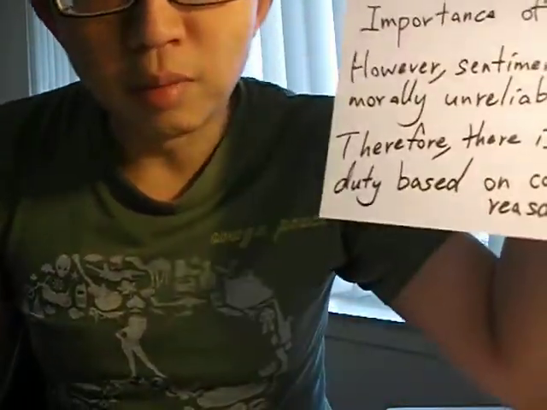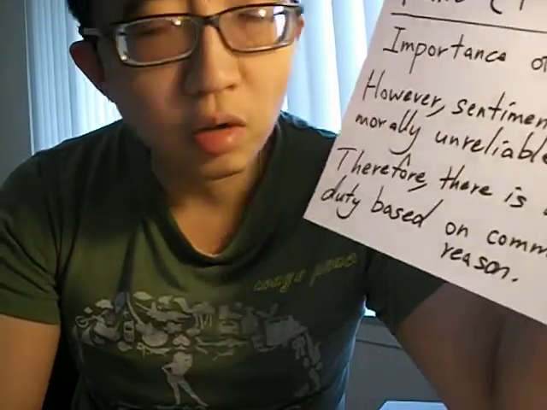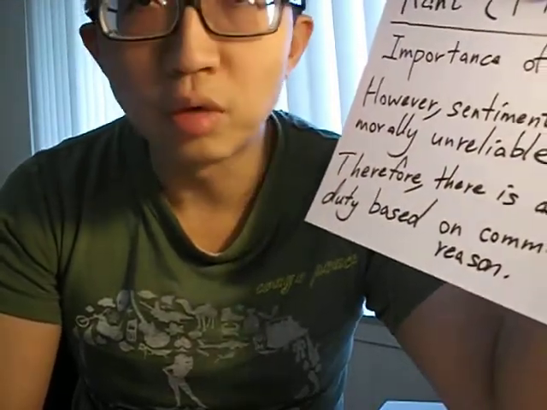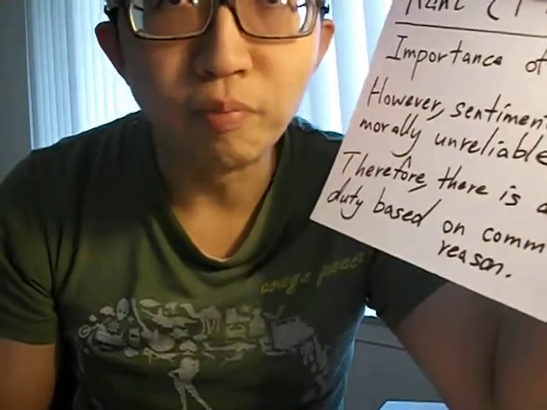Alright, so let us move on to the other philosopher that we're going to talk about today, Kant. Immanuel Kant is a German philosopher who lived from 1724 to 1804. So as you can see, he lived at the same time as Hume. He's a contemporary.